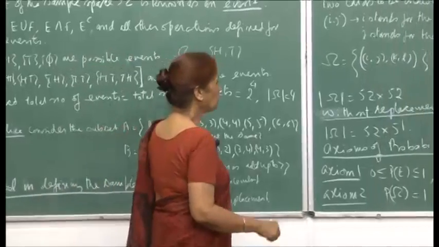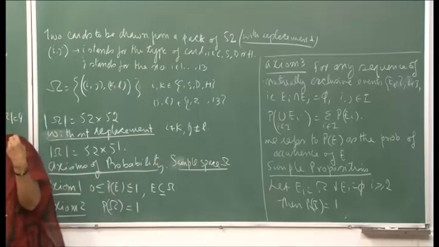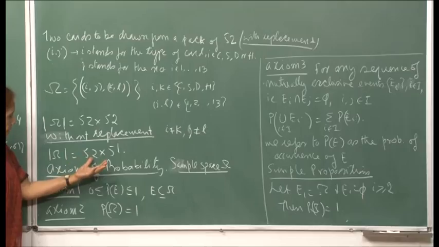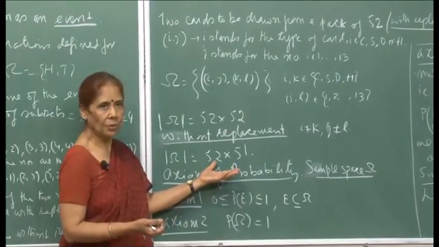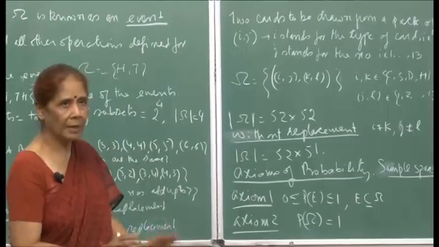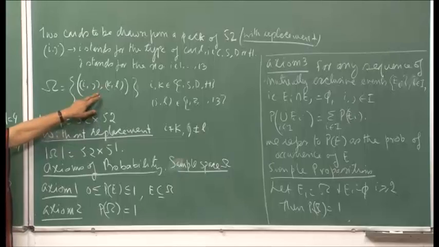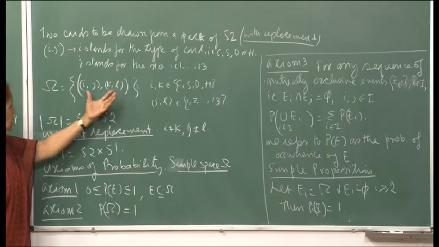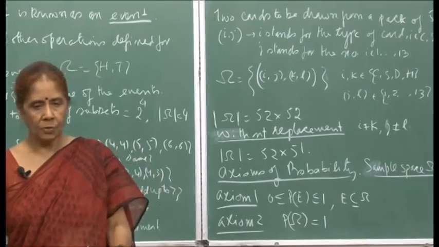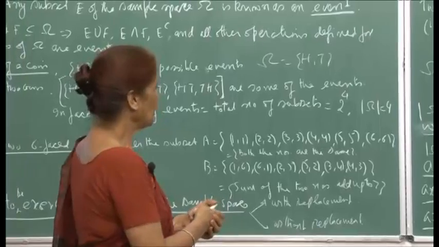But now, if you are doing it without replacement, then you do not want i and k to be the same, and j and l to be the same. That means once you have drawn a card, it is not there in the pack, so it will not appear again. In that case, the first draw you have a choice from among the 52 cards, but in the second draw it will be only out of 51, because one card has been kept aside. And therefore you have to be careful, because your sample space will contain such pairs, but where i will not be k and j will not be l. So the whole idea is that you have to be careful when you spell out all the possible points in the sample space.